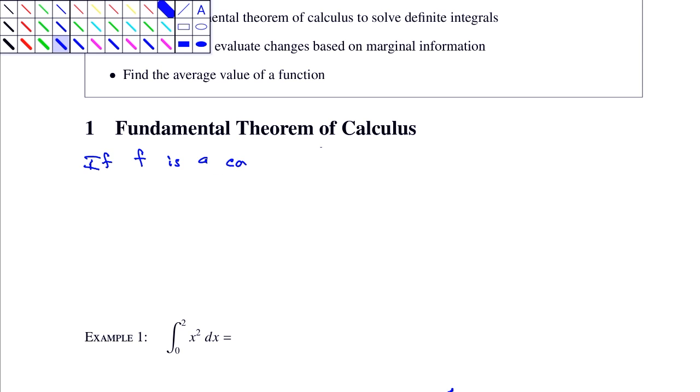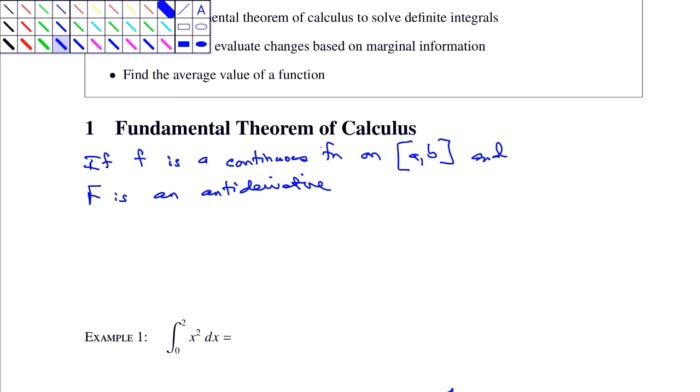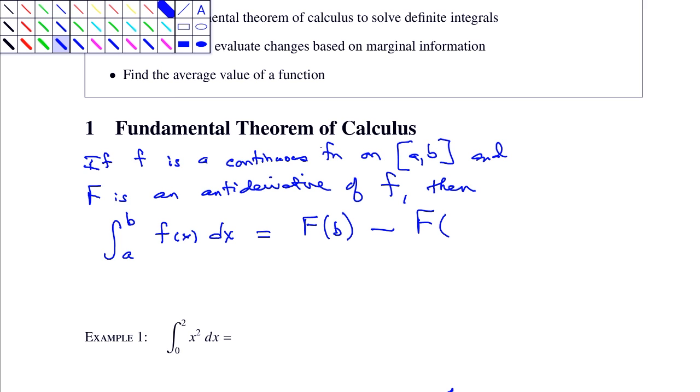If f is a continuous function on a to b, and big F is an antiderivative of little f, then the definite integral from a to b of little f of x dx is equal to big F of x evaluated at b, the upper limit of integration, minus big F evaluated at little a, the lower limit of integration.